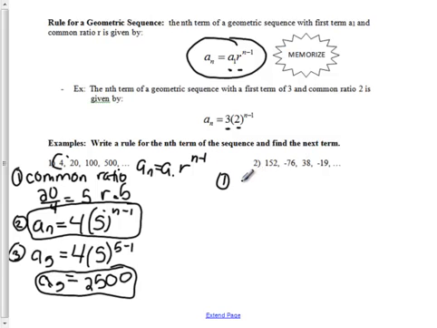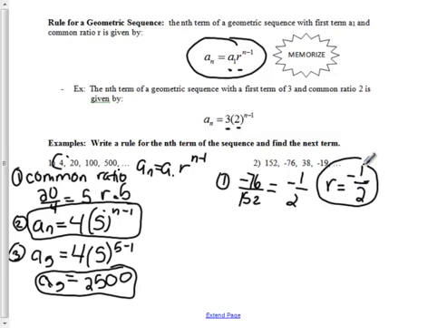Take the second term, negative 76, over the first term, 152. We get negative 1/2. So our common ratio is negative 1/2. Do not lose the negative. The negative has to stay. This whole thing is the common ratio.